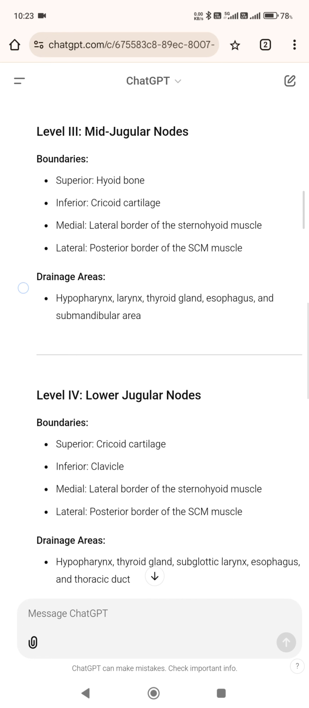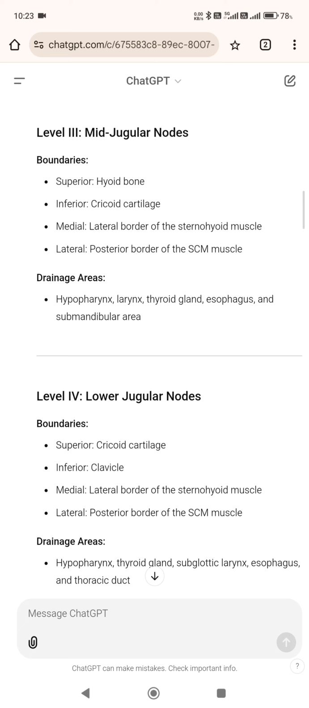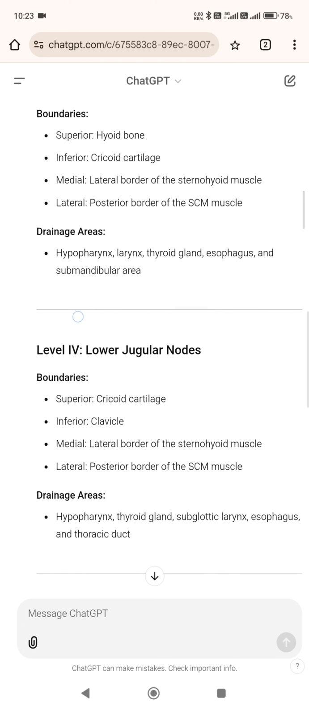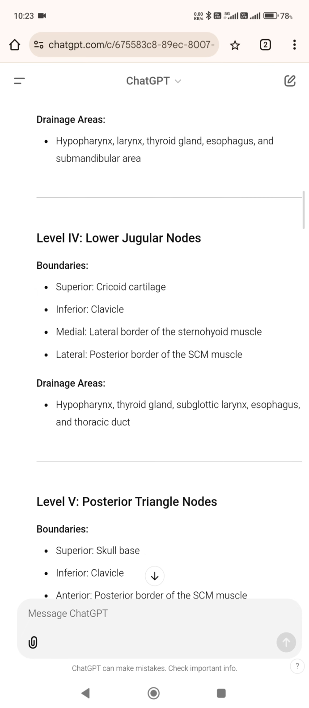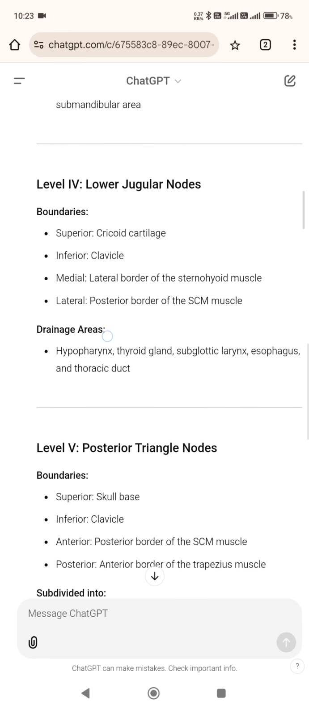Level 3, midjugular nodes. Boundaries. Superior, hyoid bone; inferior, cricoid cartilage; medial, lateral border of the sternohyoid muscle; lateral, posterior border of the SCM muscle. Drainage areas. Hypopharynx, larynx, thyroid gland, esophagus, and submandibular area.